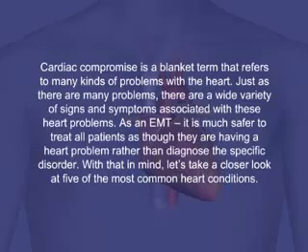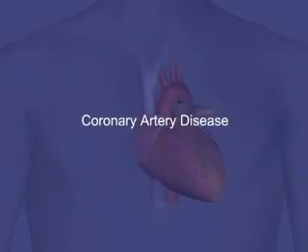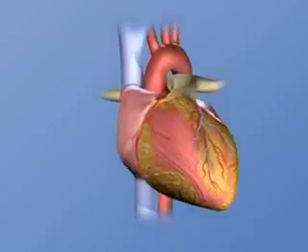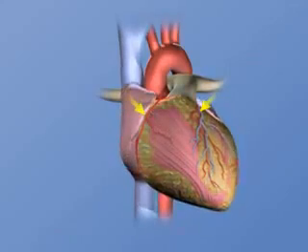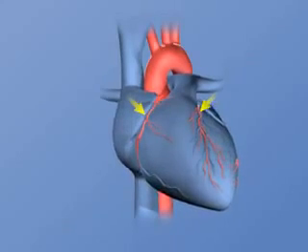With that in mind, let's take a closer look at 5 of the most common heart conditions. Coronary artery disease. Coronary artery disease occurs when the coronary arteries are narrowed or blocked, reducing the amount of oxygen delivered to the heart. Two conditions, atherosclerosis and arteriosclerosis, commonly cause the narrowing or blockage of arteries.